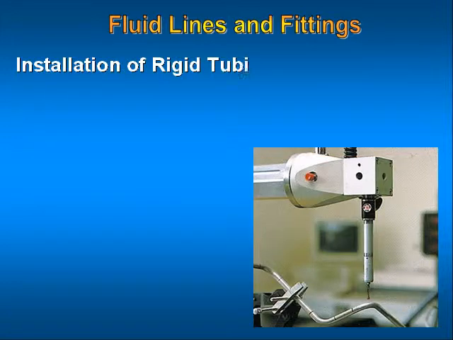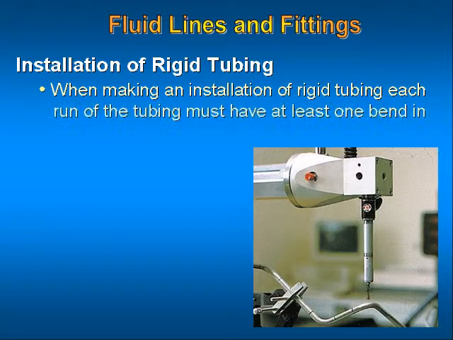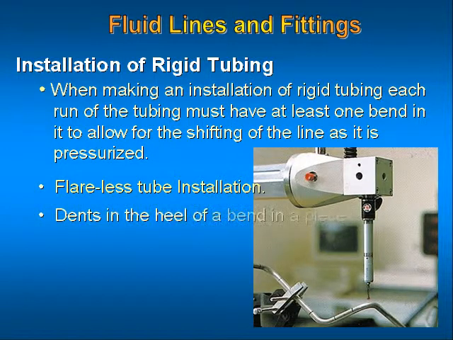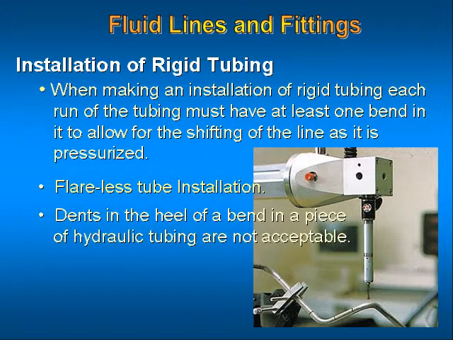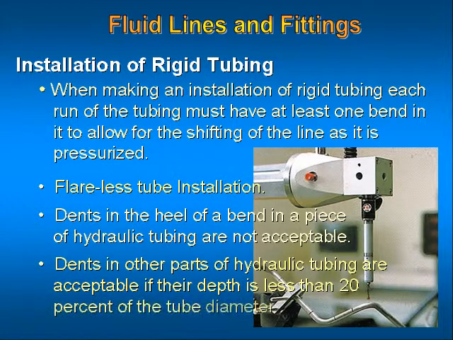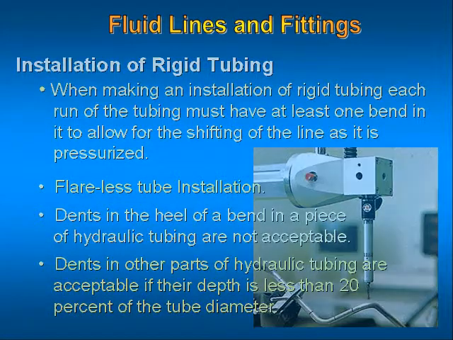Installation of rigid tubing. When making an installation of rigid tubing, each run of the tubing must have at least one bend in it to allow for the shifting of the line as it is pressurized. Dents in the heel of a bend in a piece of hydraulic tubing are not acceptable. Dents in other parts of hydraulic tubing are acceptable if their depth is less than 20% of the tube diameter.